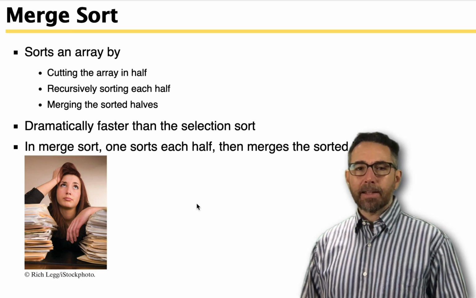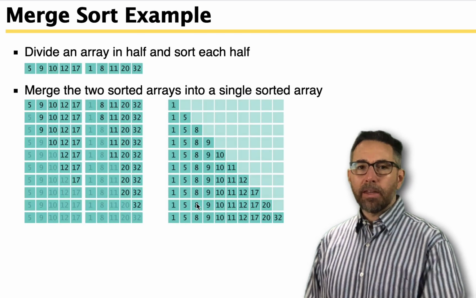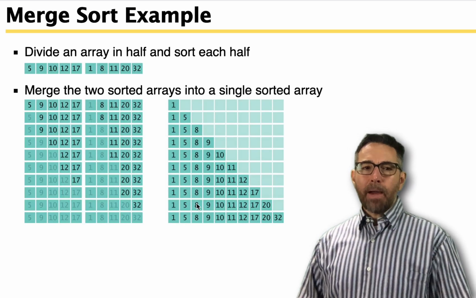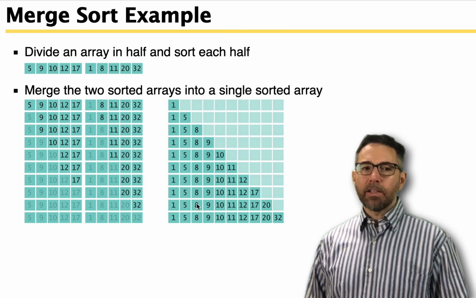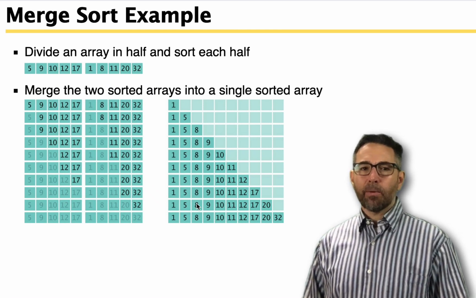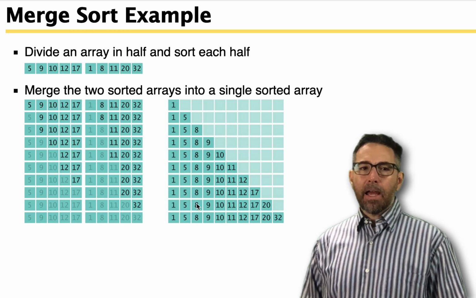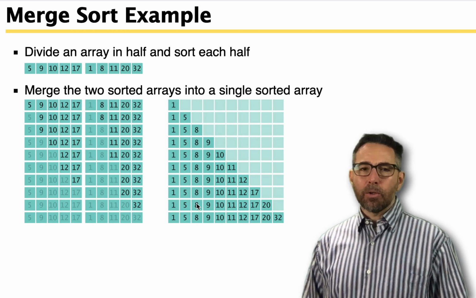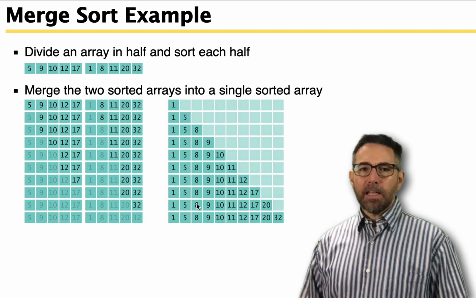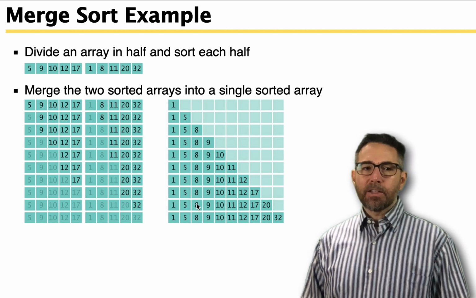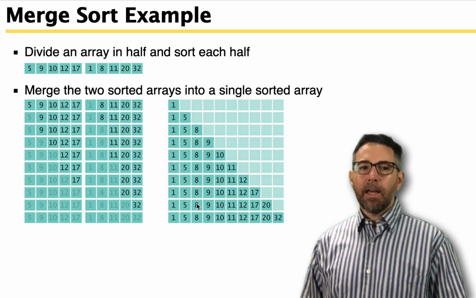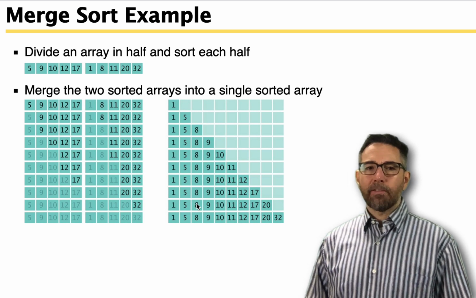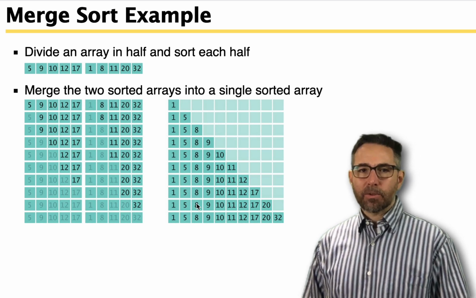So let's take a look at how this operates with an example. Let's imagine that we have an array like the one at the top, and we're going to divide it in half. So we have a left half and a right half. We're going to assume, because we're using recursion, that each side has been sorted. And so you see that what comes back is 5, 9, 10, 12, 17. The lower half of the array has been sorted. And the upper half of the array, 1, 8, 11, 20, 32, has also been sorted.